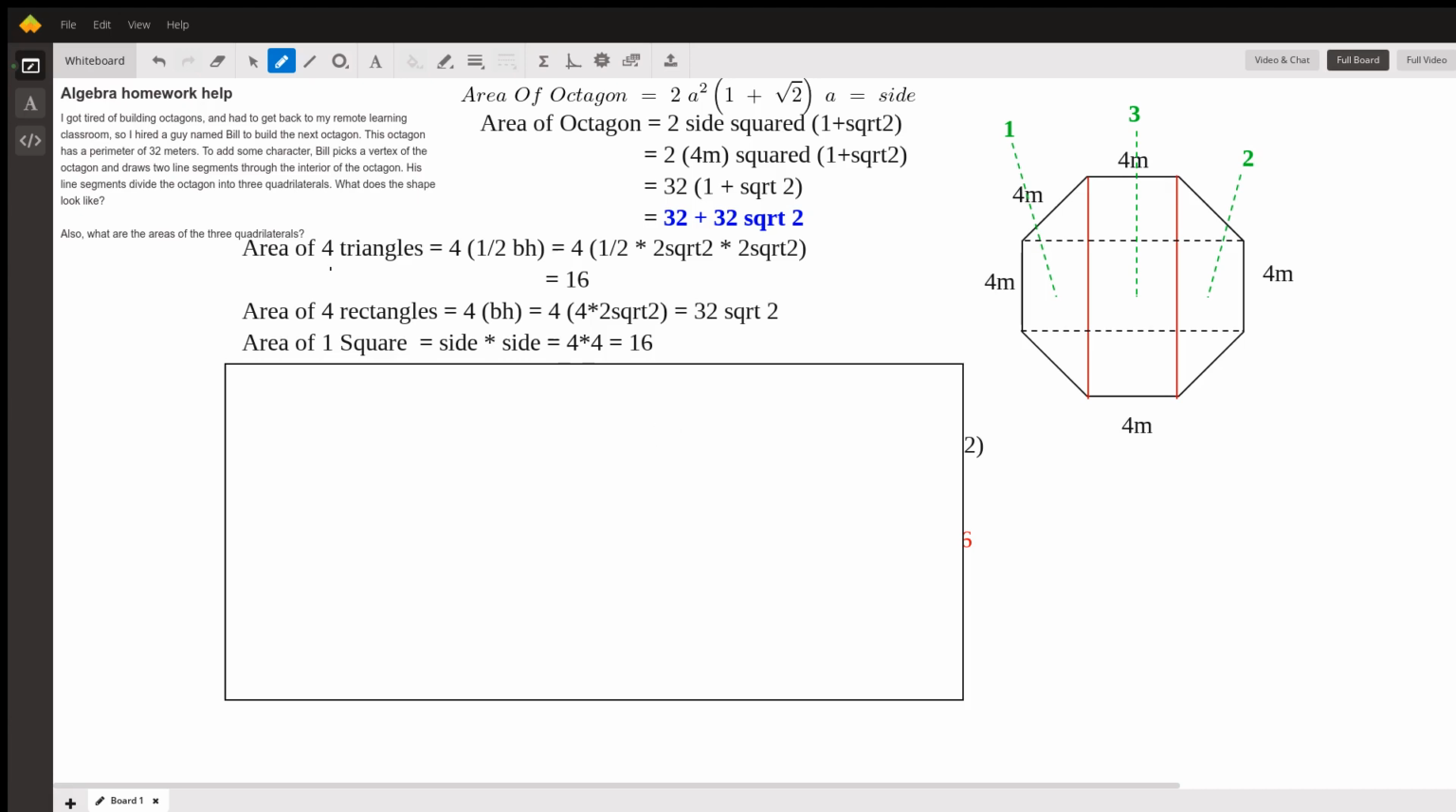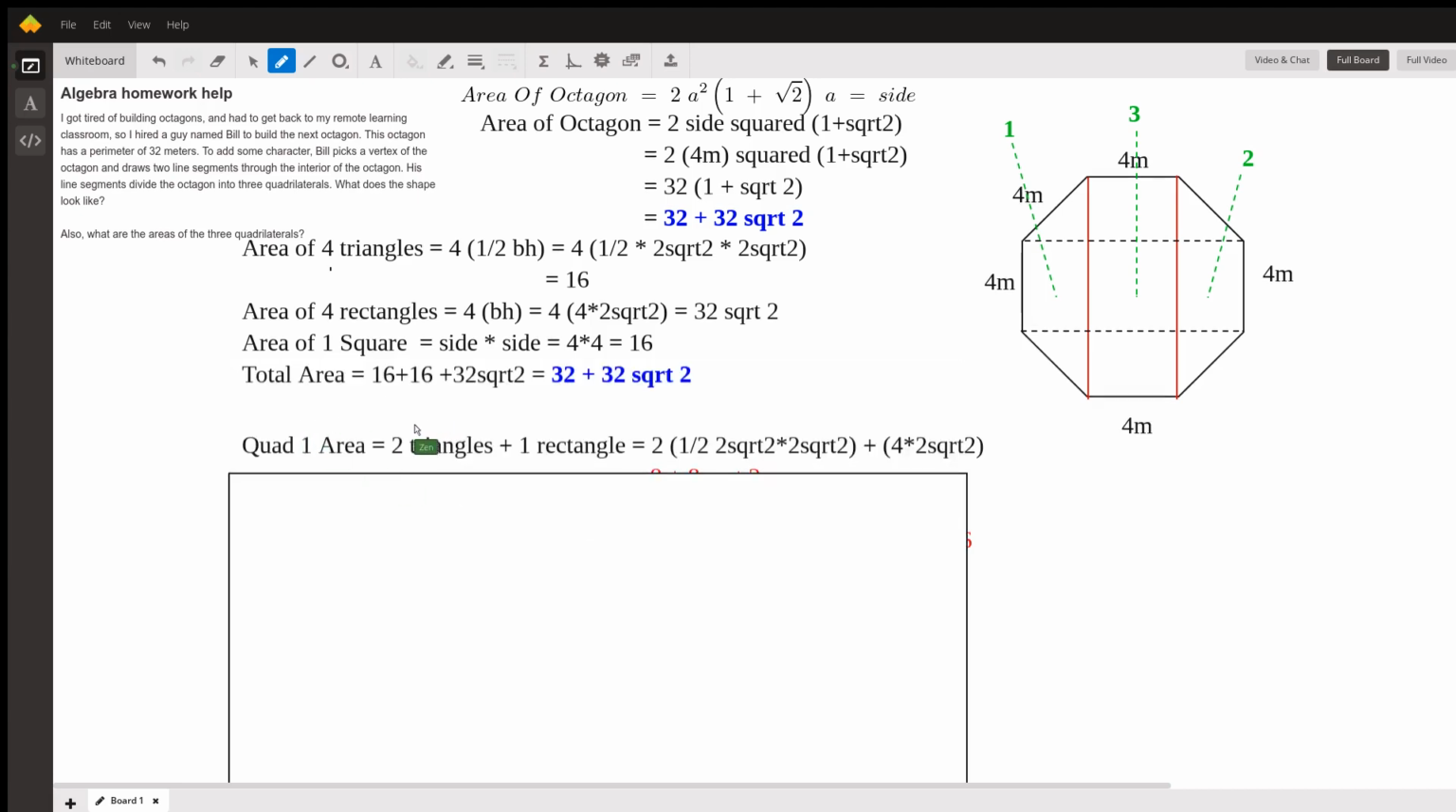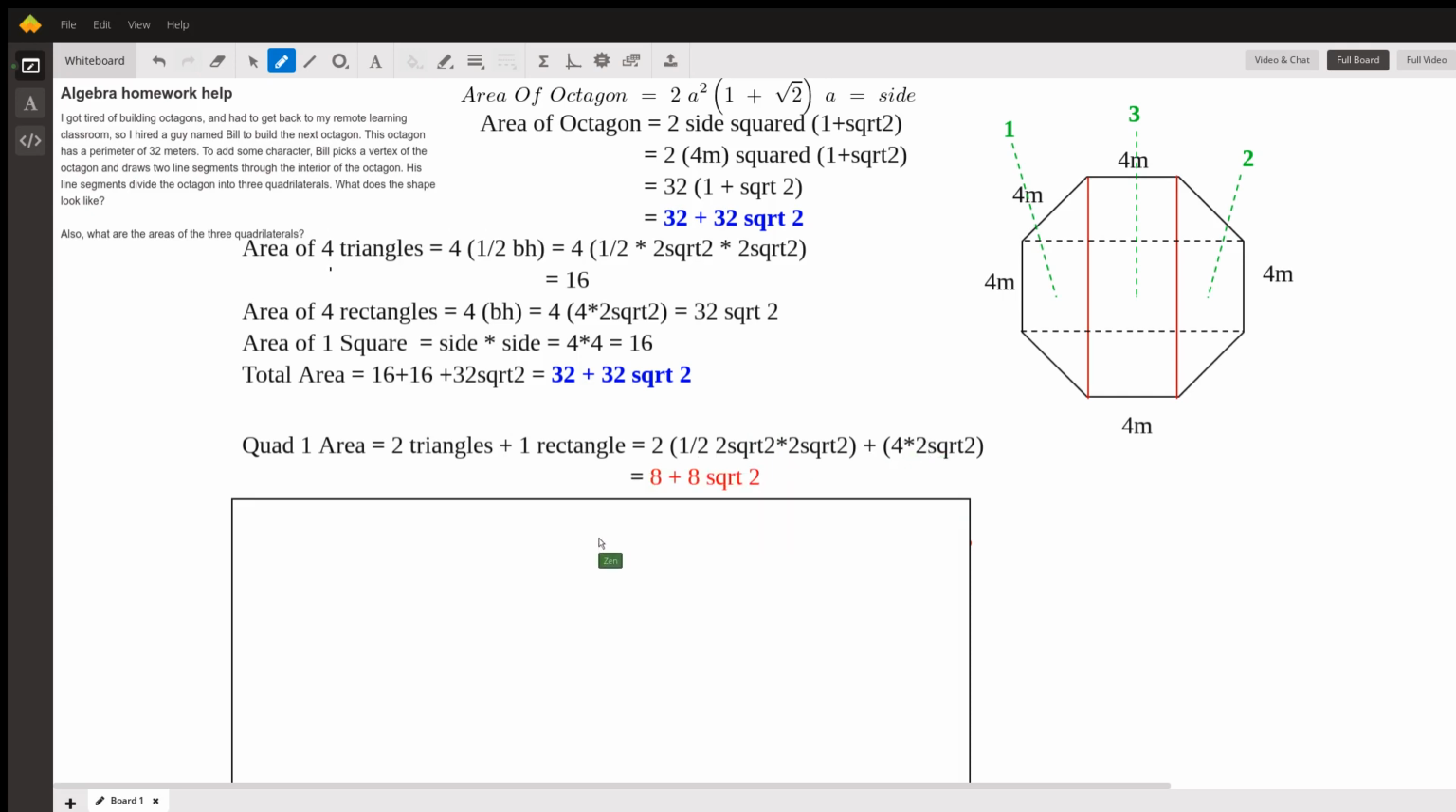However, the problem is, what's the area of area 1, area 2, and area 3? All we got to do is sum the pieces, sum the parts. There I'm showing you 16 plus 16 equals 32 square roots of 2. Quad area 1 is 2 triangles and 1 rectangle. We've already done this computation, the 2 triangles, and the 1 rectangle, and we get 8 plus 8 square roots of 2.